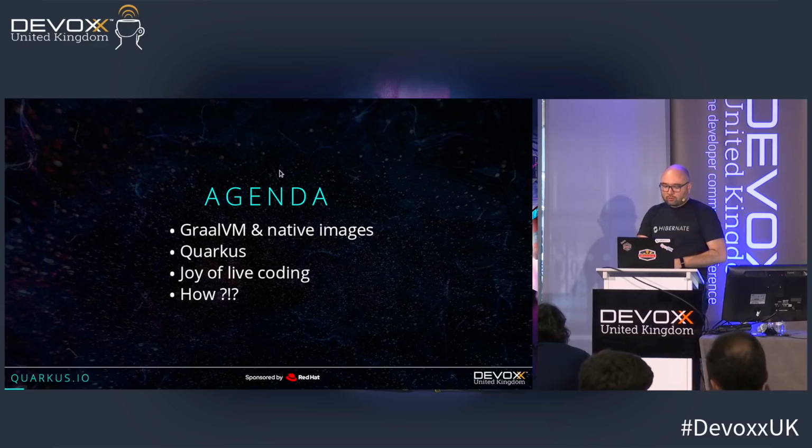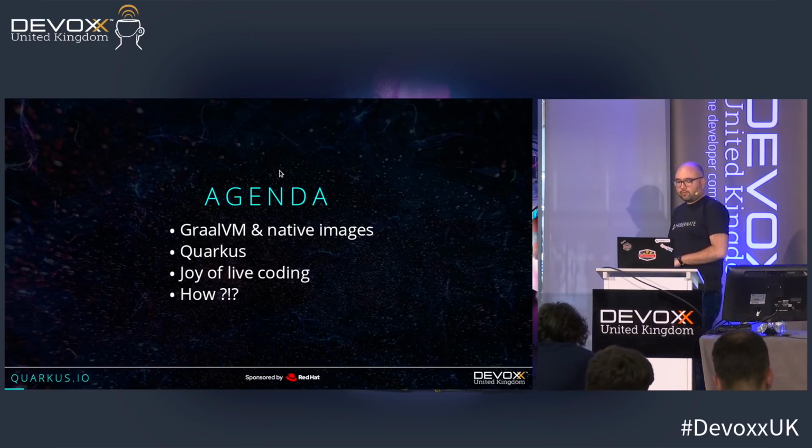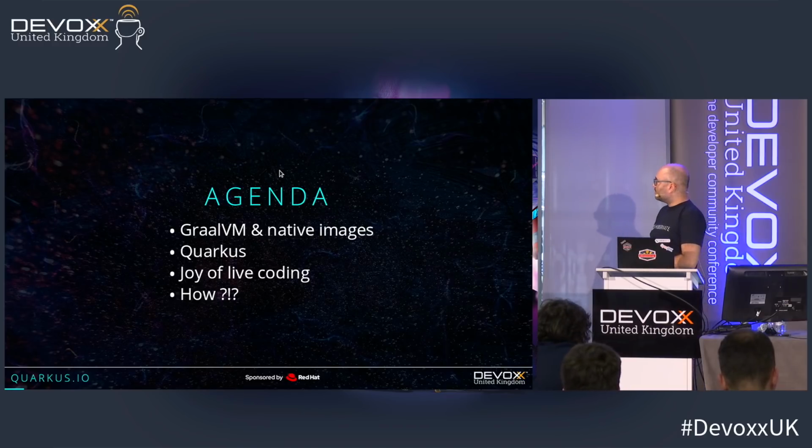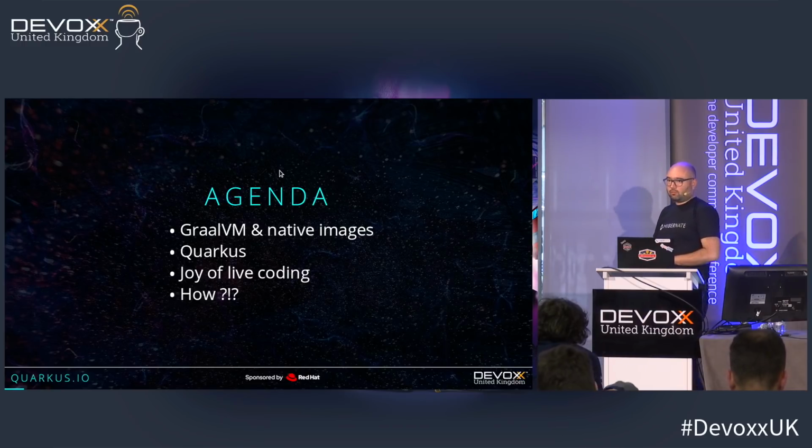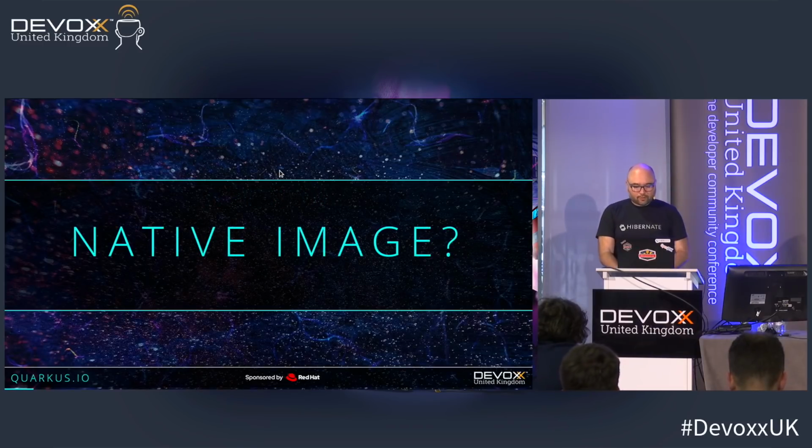So we're going to talk a bit about GraalVM and what these native images are that I keep mentioning, and then what Quarkus is and how it integrates with these things. I'm going to show you what the live coding aspects of Quarkus are, and I'll try to squeeze in a bit of technical background on how this works and how it pulls this magic together. So, native image, what is it?